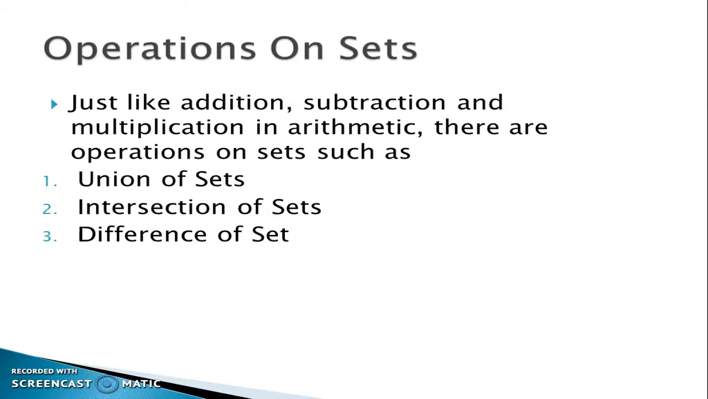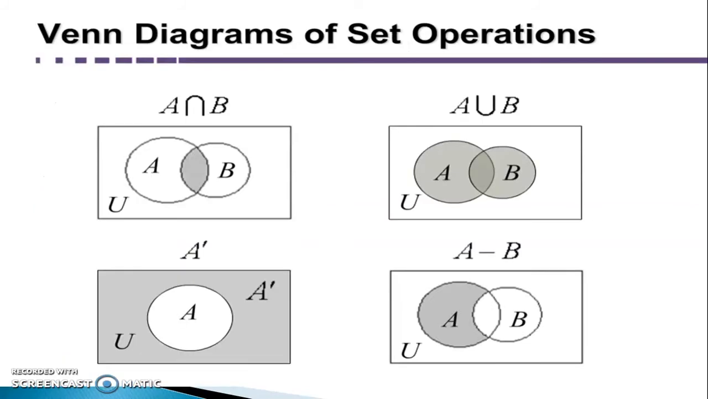Operations on sets. Just like addition, subtraction, and multiplication in arithmetic, there are operations on sets such as union of sets, intersection of sets, and difference of sets. Venn diagrams of set operations. Intersection of sets for two sets A and B. Union of sets, complementation of a set, and the difference of two sets.